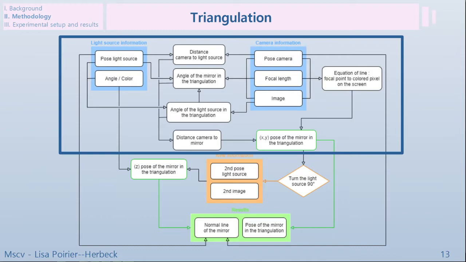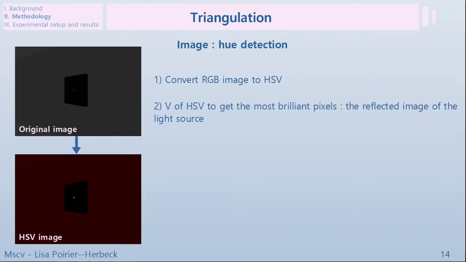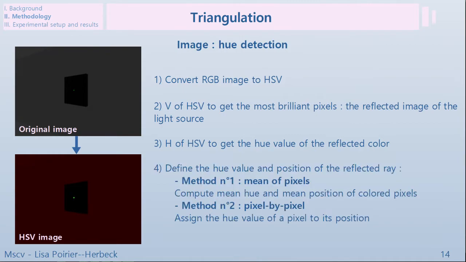So once the image is captured, we proceed to hue detection by converting the RGB image into the HSV domain. The V component allows us to get the most brilliant pixels, which are in fact the reflected image of the light source, and the H component is to get the hue value of the reflected color. Then we define the hue value and position of the reflected ray with two methods. Firstly, by computing the mean hue and the mean position of colored pixels. Secondly, by assigning the hue value of a pixel to its position.